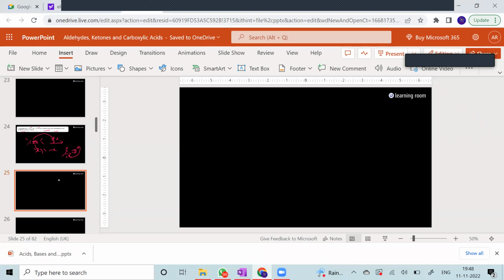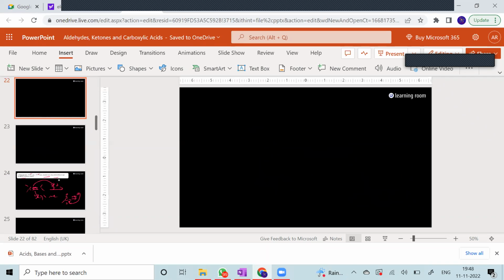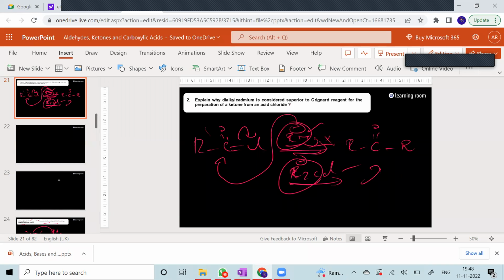Sir, for the previous Grignard reagent question, can we write the reason as the Grignard reagent should be stored in a dry place and the cadmium doesn't need something like that? No, this dialkyl cadmium also is like that only. You have to store it in a dry place only. Okay, sir. Okay, right? Fine.